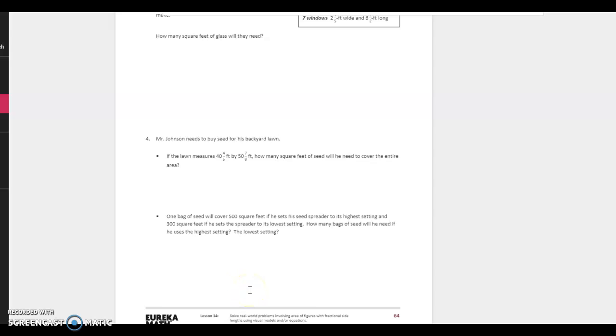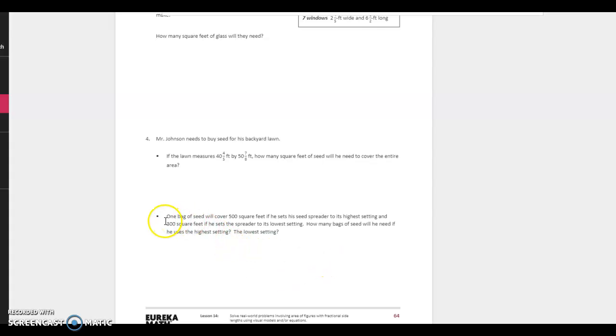Are we going to add, subtract, multiply, or divide to figure out how many bags of seed? So think about this. If we got our total area and we know how much 1 bag of seed would do, 500 square feet, would I add, subtract, multiply, or divide those numbers to figure out how many total bags I'm going to need in order to cover that?